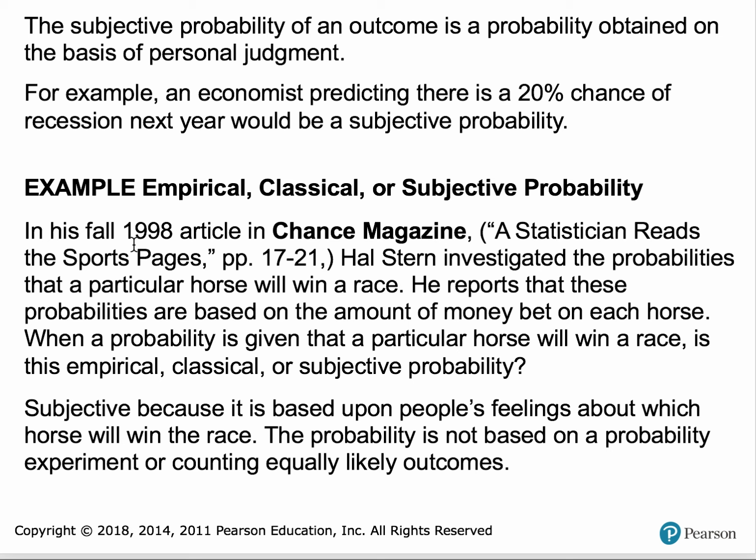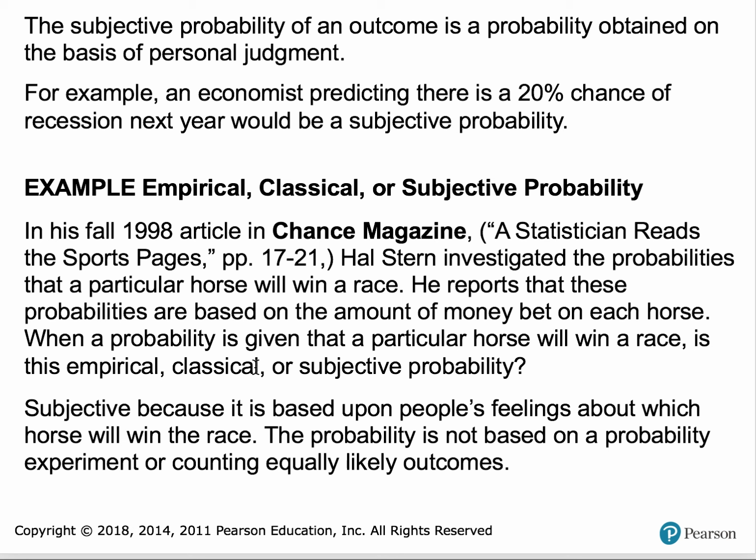In his fall 1998 article in Chance magazine, Hal Stern investigated the probabilities that a particular horse will win a race. He reports that these probabilities are based on the amount of money bet on each horse. When a probability is given that a particular horse will win a race, is this empirical, classical, or subjective?